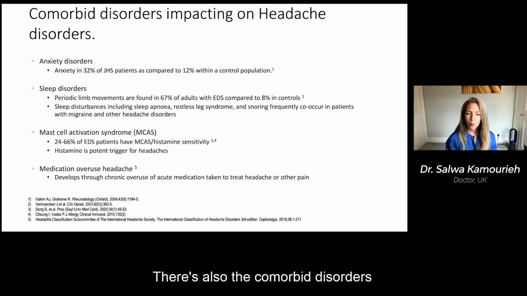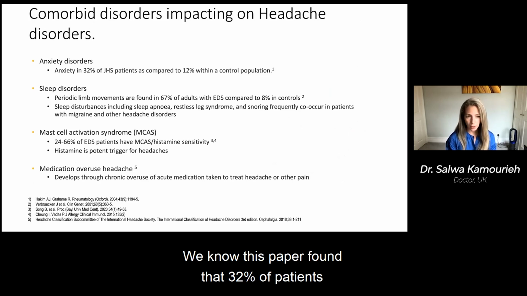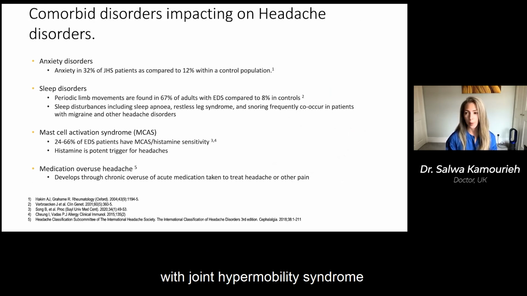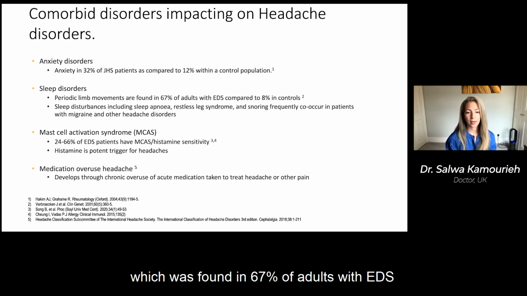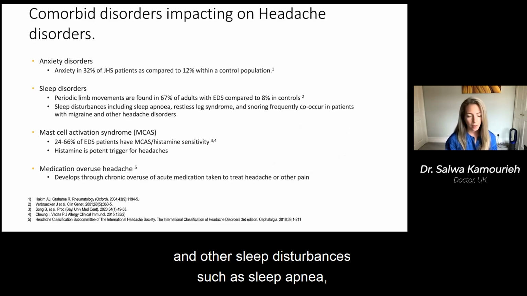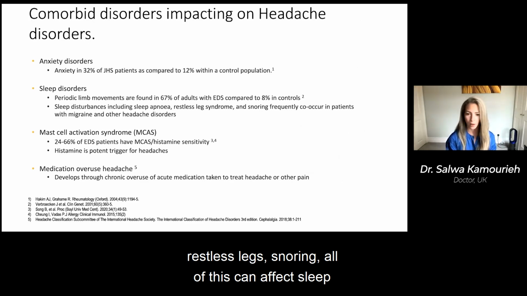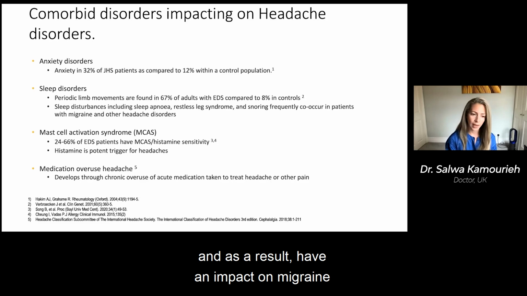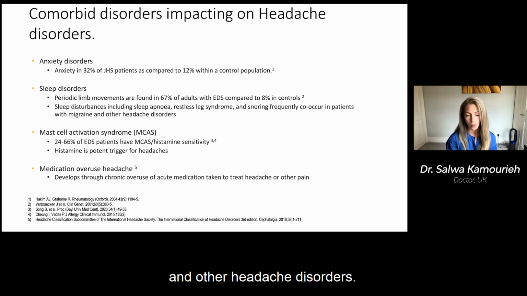There's also the comorbid disorders that impact on headache disorders. Anxiety, for example, we know this paper found that 32% of patients with joint hypermobility syndrome had anxiety compared to 12% in control. There's also sleep disorders, including periodic limb movements, which was found in 67% of adults with EDS compared to 8% of controls, and other sleep disturbances such as sleep apnea, restless legs, snoring. All of this can affect sleep and as a result have an impact on migraine and other headache disorders.